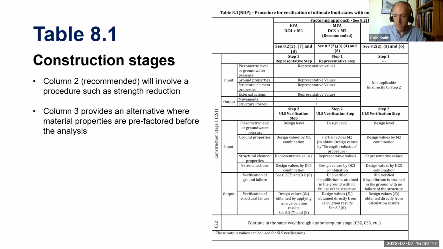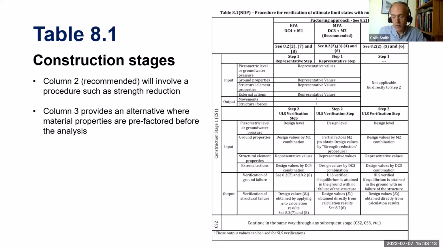And further elements that are appearing in the new code are in table 8.1. So, of course, in many cases, there are construction stages to be considered when undertaking construction, and it's important to assess each of those stages as they proceed for safety. The recommendation, so the idea is that the code is trying to clarify what is often common practice or has evolved when using the current code. So the recommendation is that these EFA and MFA approaches, so these are effectively column 1 and column 2, are adopted for each stage of the construction.